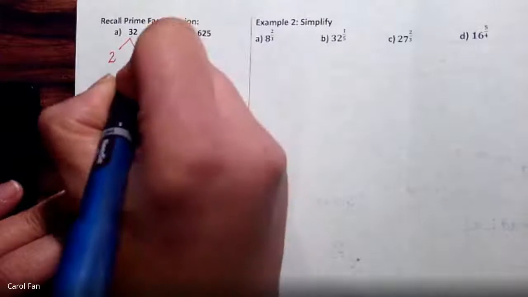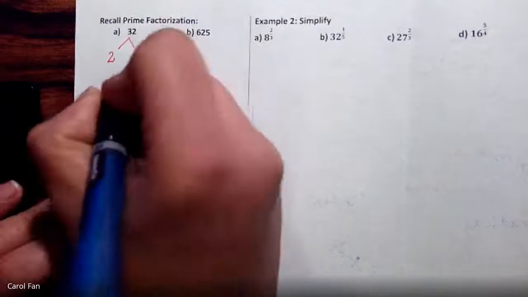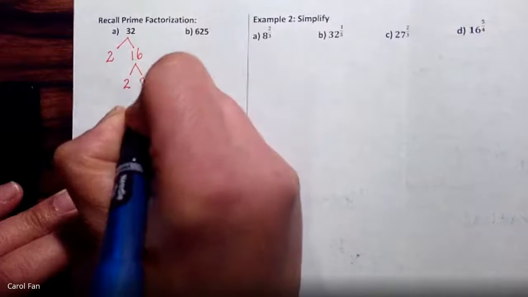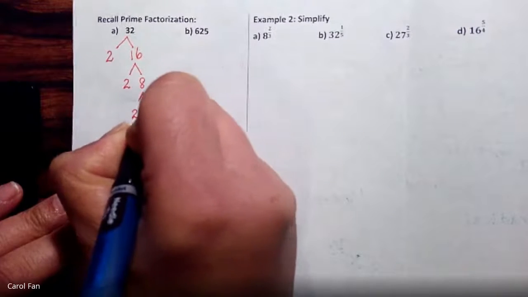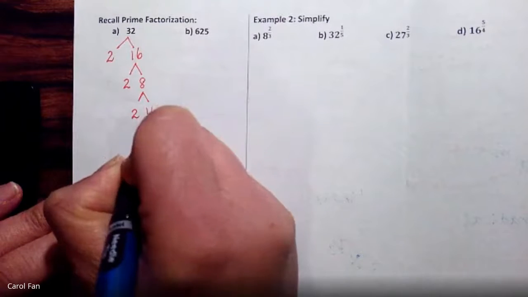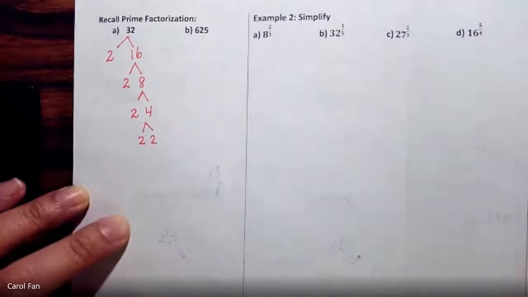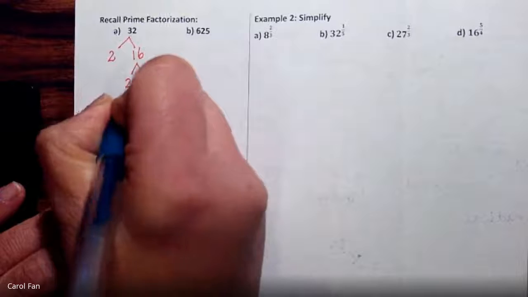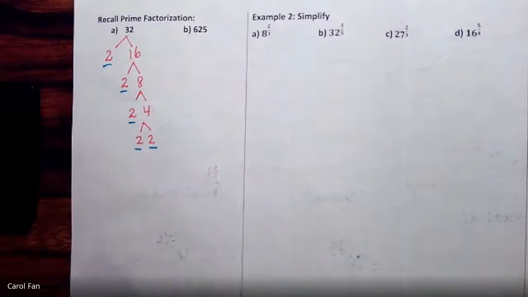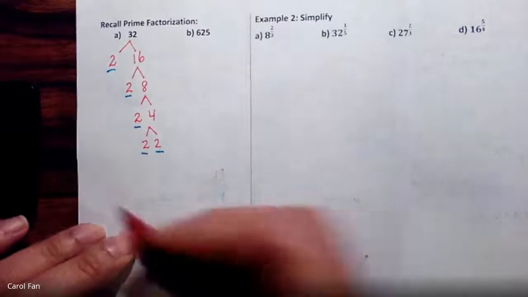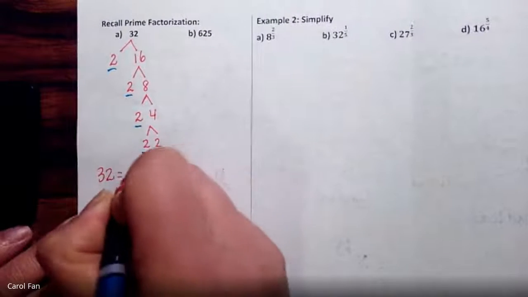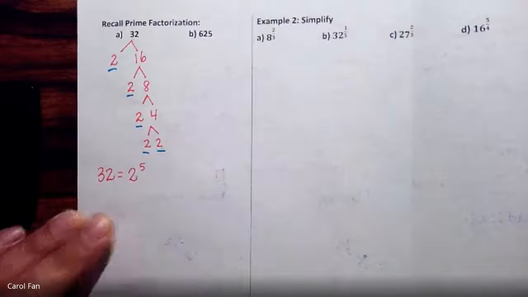2 times 16. 16 is not a prime. I'm going to rewrite it again as 2 times 8. I rewrite it again as 2 times 4 and 2 times 2. Now, all of these numbers at the end of the branches are prime factors. So I'm able to rewrite 32 as 2 to the 5th power.